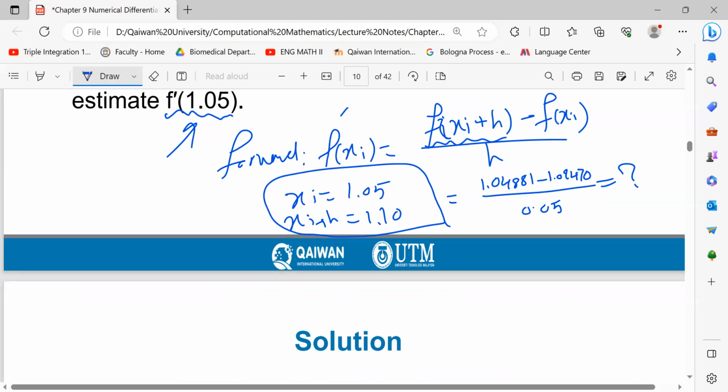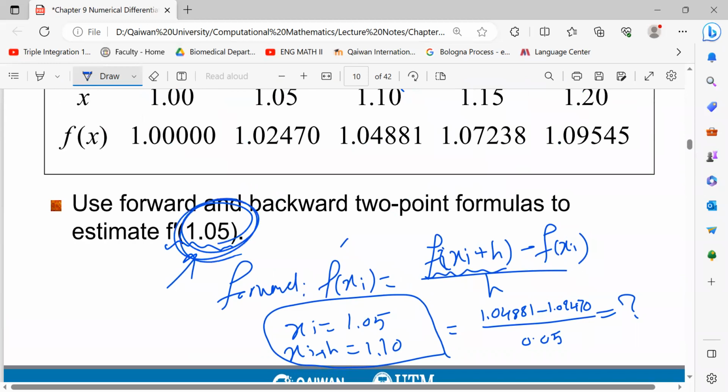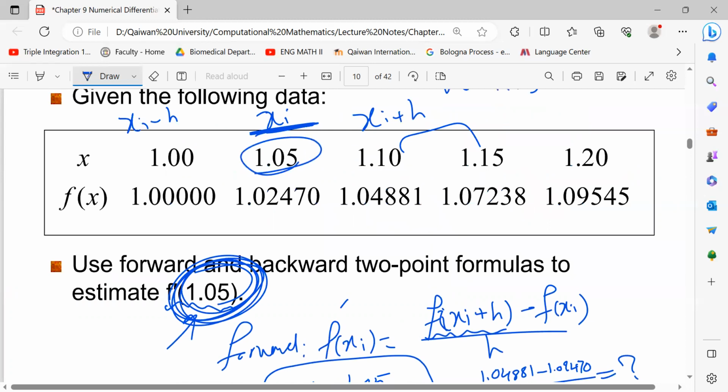But you should first select what's xi, what's xi plus 1, what's xi minus 1, because you need to know these. Xi is the given x to estimate. Here, we need to find f prime at 1.05. So this is 1.05, this is xi. The next x is xi plus 1. The previous one is xi minus 1. Okay?